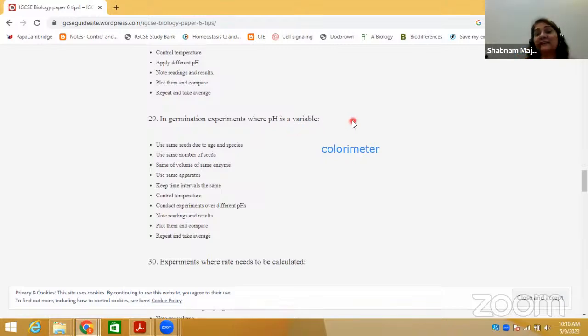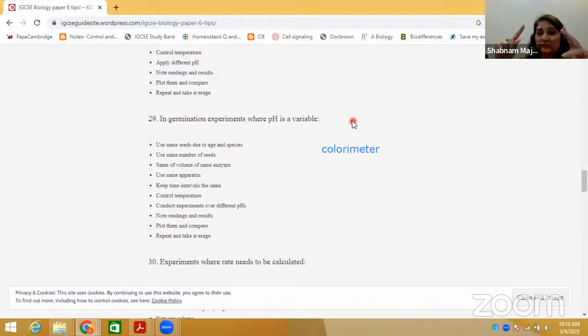Germination experiment where pH is a variable. Germination is a process in which a seed changes into a seedling. What are the conditions you need to prove? You must remember moisture. To make it absent, instead of water put beads or cotton. Oxygen is important, so you have to make it absent.